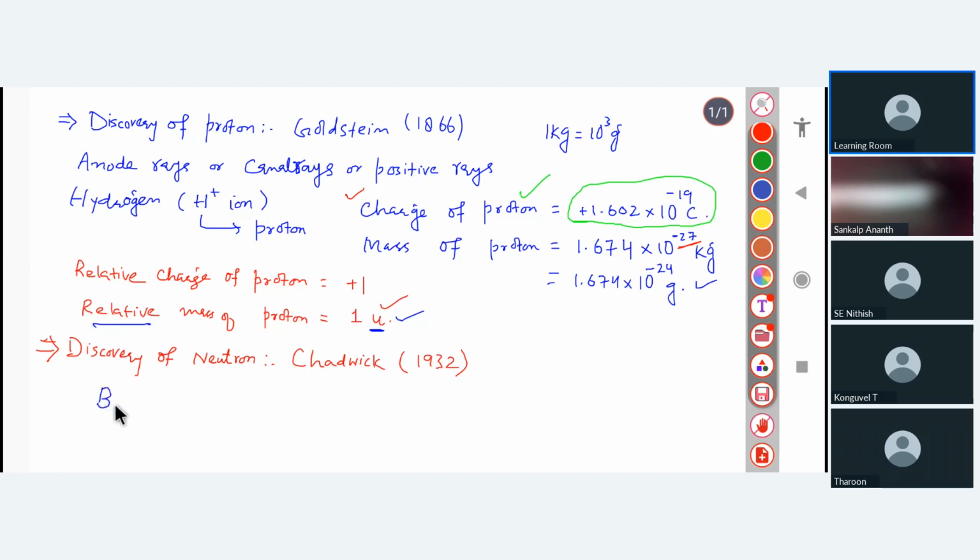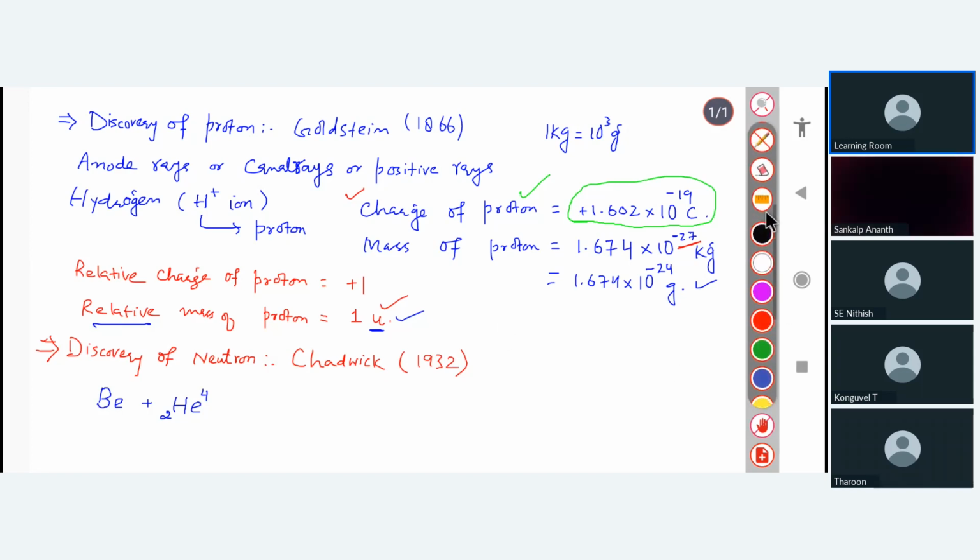He just bombarded beryllium with the alpha particle. I hope you remember the alpha particle. Simply, it is the nucleus of helium. What is the alpha particle, sir? Have we not discussed this alpha particle? No, we did not, sir. No problem, I will tell you. Let me write here what the alpha particle actually is.